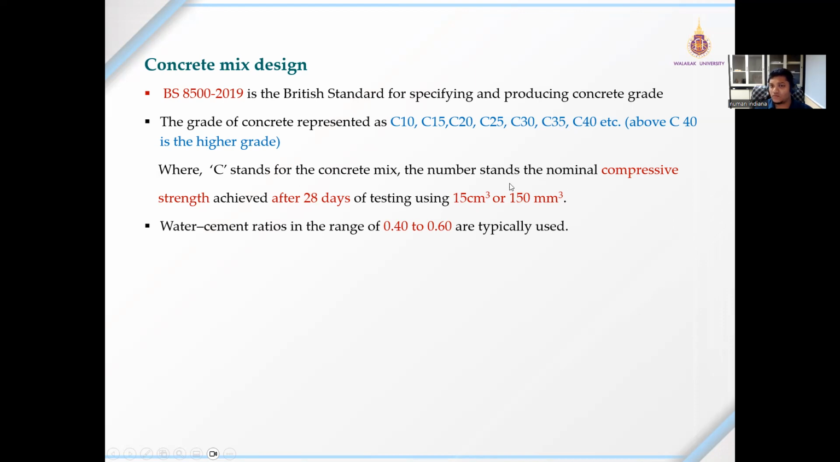It will be using the 150 mm cube we have in our laboratory. When we come to the practical session, I will explain the specimen which you use for the compressive strength. For the water cement ratio, we can't calculate water directly, but by considering the water cement ratio, we calculate the water in the mix design. By experience, the water cement ratio should be in the range of 0.4 to 0.6 to make the nominal grade of concrete.